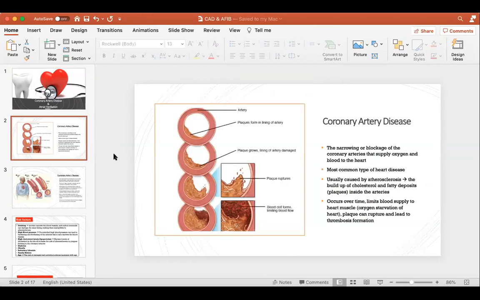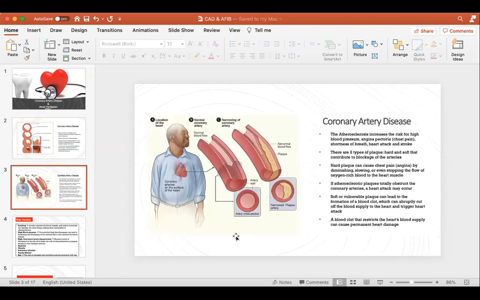All right, so we're going to start off with coronary artery disease. That is narrowing or blockage of the coronary arteries that supply oxygen and blood to the heart. It's the most common type of heart disease, and it's caused by atherosclerosis, which is a buildup of cholesterol and fatty deposits inside the artery, so it narrows it over time. And it limits the blood supply to the heart muscle. And the plaque can rupture and lead to thrombosis formation. So this is a schematic showing how it is caused.